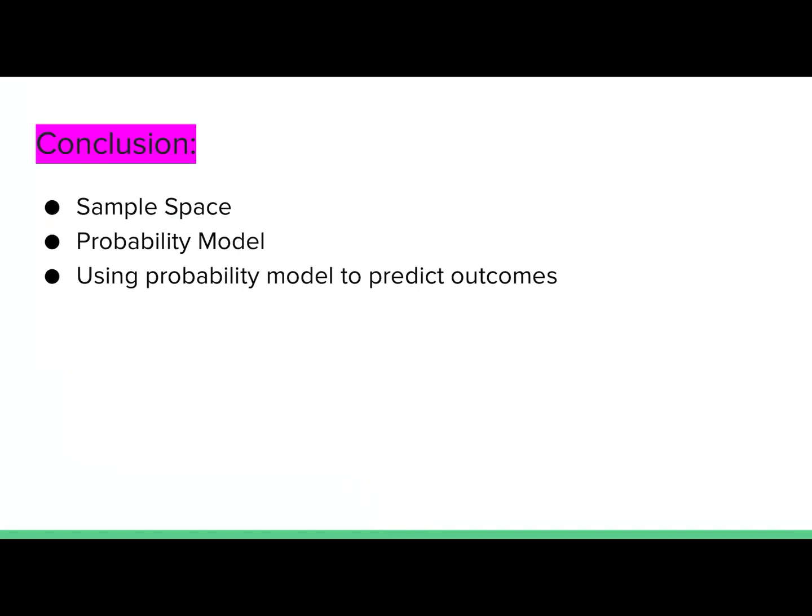And finally, our conclusion here. So our sample space we learned about is just all the different results we expect from an experiment, right? And we list it in brackets, all possible outcomes. And our probability model is what we use to predict either the theoretical or the experimental probability, right? And we can use probability to predict outcomes of certain events. All right, guys.